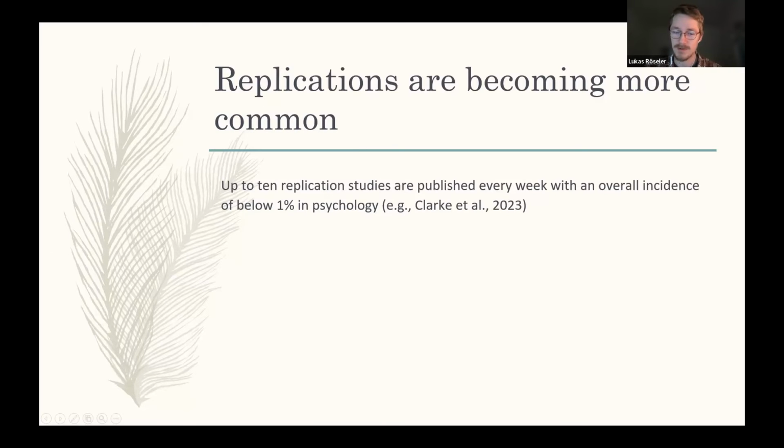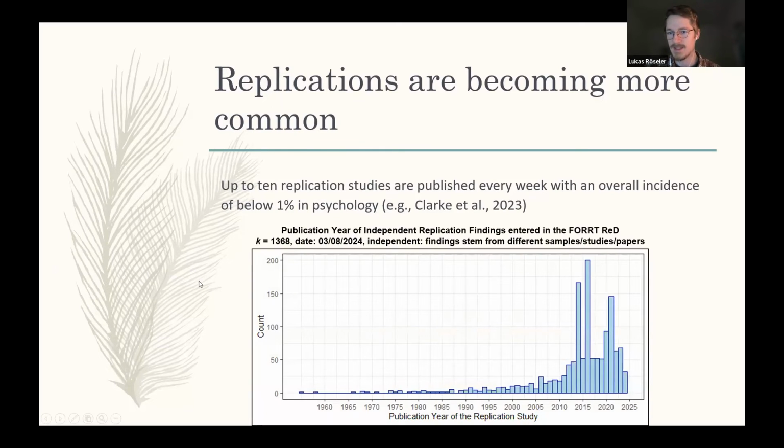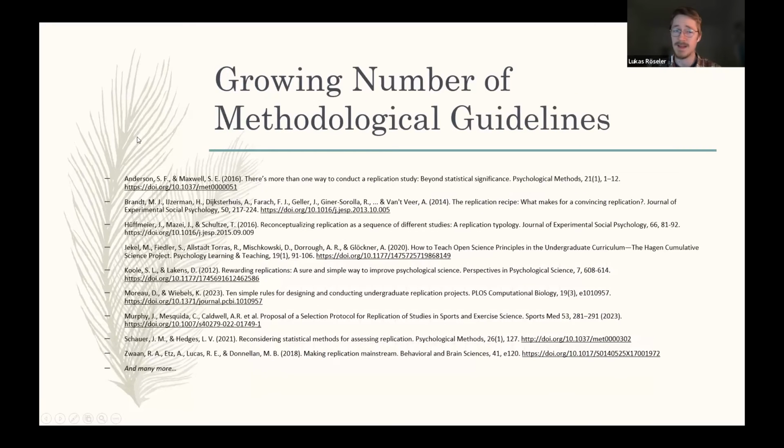And we can also take a look at the data entered in the replication database and see that the studies that have been subject to replication attempts are very recent. The publication years of replication attempts are very recent. So here you also have these peaks. These are due to many labs and similar studies. So replications are becoming more common.